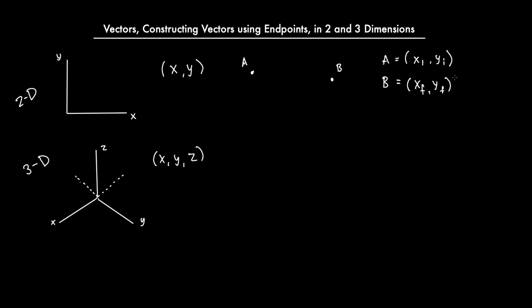Now vectors represent the change between an initial and a final point. So point A will be our initial point, and point B will be our final point, which can also be called a terminal point sometimes. And our vector can be drawn in between these 2 points, like this, using an arrow.